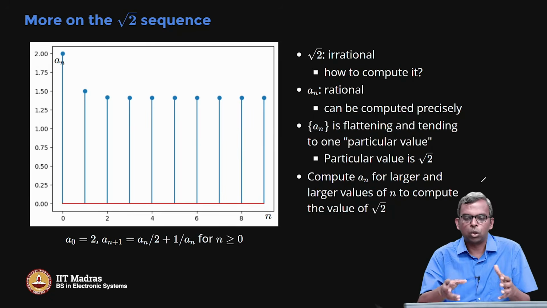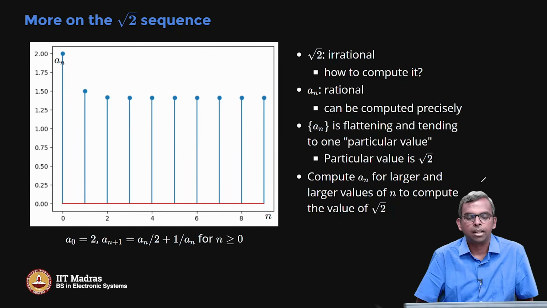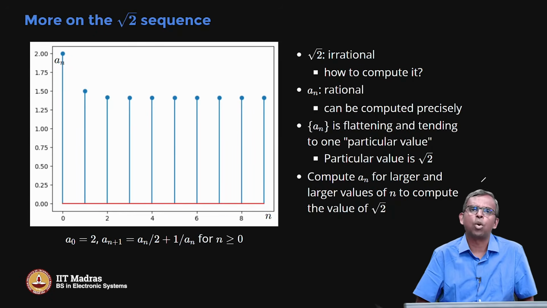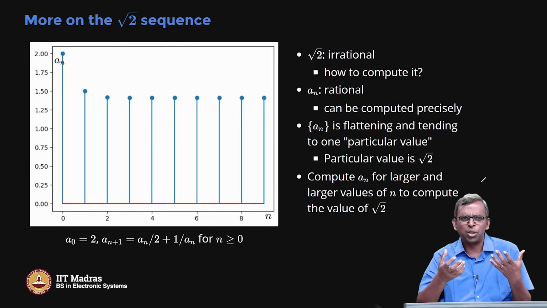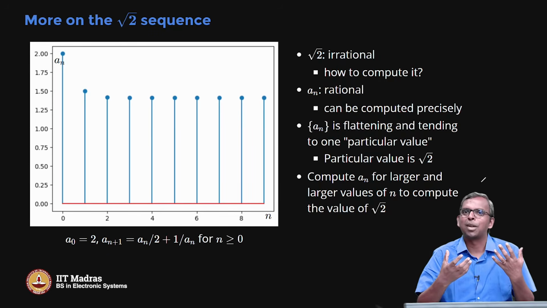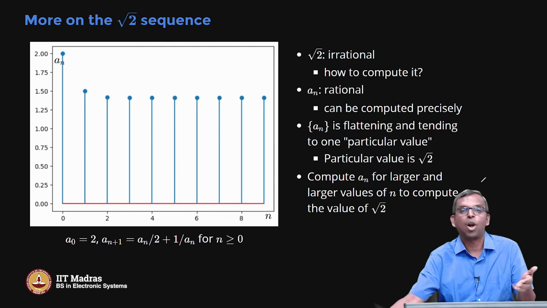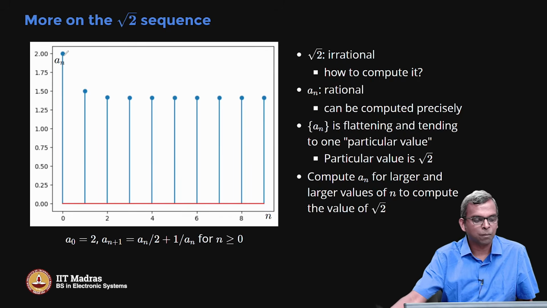Okay, so let me close this topic with saying a little bit more on the root 2 sequence, right? Hopefully you're mystified by that root 2 sequence, how it came about. Let's plot the root 2 sequence. So you see here, A0 is 2, and then I got 1.5, and then I got like 1.4 already. And then slowly notice how it is flattening. It seems to be all the same after this point. Okay, so this is a recursion.